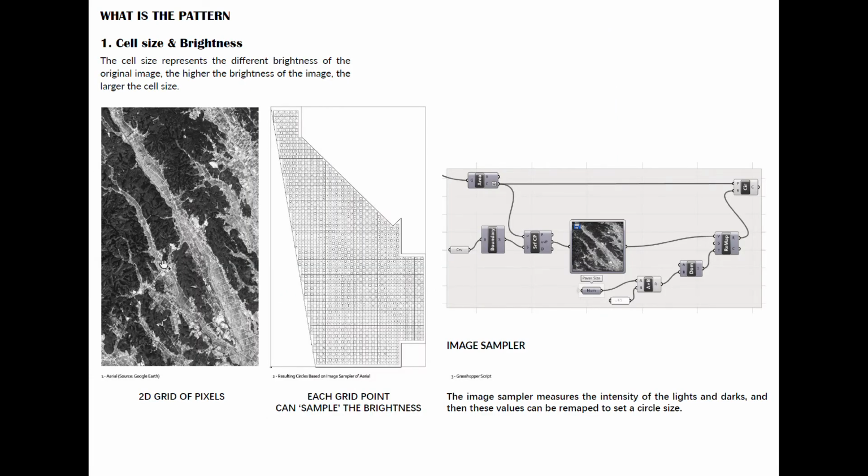This image is initially read as a 2D grid of pixels that are then transposed onto the site model. Each grid point can sample the brightness. The logic behind it is that the cell size represents the brightness of the original image. The higher the brightness of the image, the larger the cell size. In Grasshopper, the image sampler measures the intensity of the lights and darks, and then these values can be remapped to set a circle size.